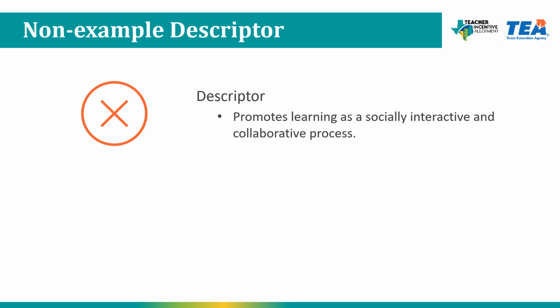Here is an example of an indicator that is not yet objective or observable. As written, the descriptor could lead to a lack of calibration. Promotes is not observable. What does it look like? What does it mean to promote? One person's definition of what it looks like to promote learning may be different from others, so it needs to be more specific. We encourage districts to consider 2 questions when reviewing their descriptors.